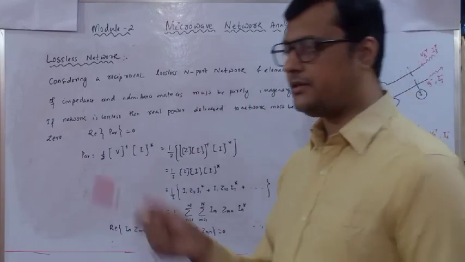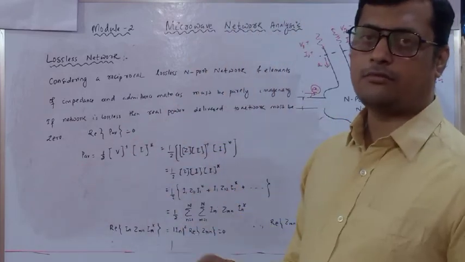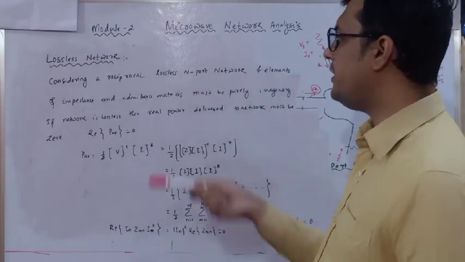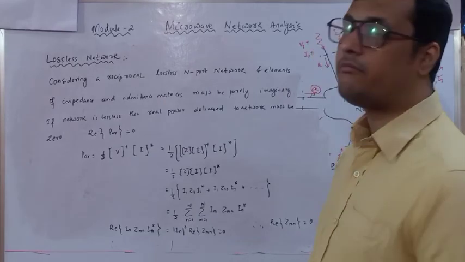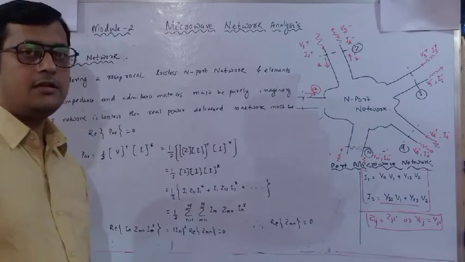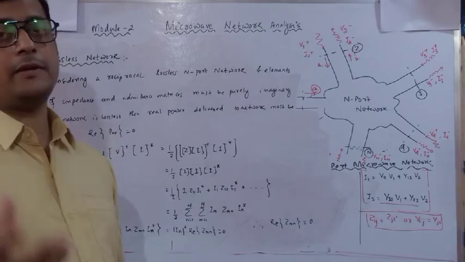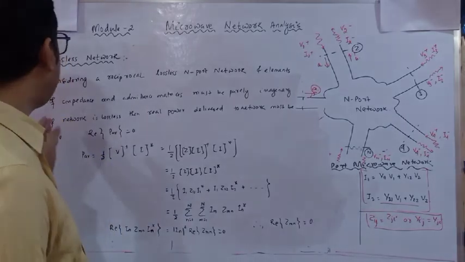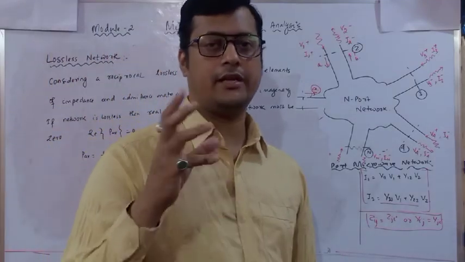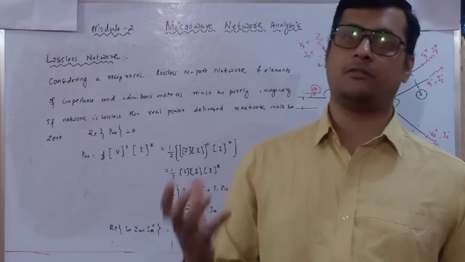Reciprocal lossless network means Z12 equals Z21, or Y12 equals Y21. It must satisfy the reciprocity. So I am considering a lossless network, and the elements of the impedance or the admittance matrix must be purely imaginary. Okay, must be purely imaginary. We have to consider this because it will reflect with respect to the propagation constant. Then next, if the network is lossless, the real power delivered at the load will be 0, because we are considering that impedance and admittance are purely imaginary components. So the real part must be 0.